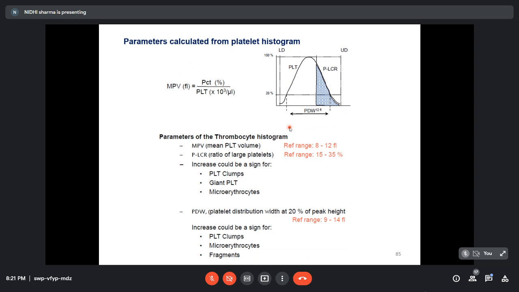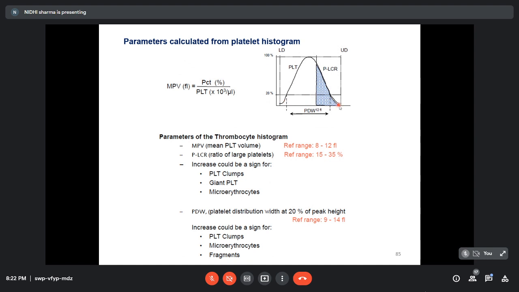And just like in RBC, the platelet histogram also calculates some values which are used in different conditions. Again, we are looking at the width at the 20% frequency, and this is called the platelet distribution width, just as we have the RBC distribution width in RBCs. Because the larger platelets are usually fewer compared to the normal size platelets, looking at the larger fraction in contrast to the total platelet count gives us a parameter known as PLCR, which should normally lie between 15 to 35 percent. If there is an increase in this proportion, it would mean that you are dealing with platelet clumps, giant platelets, microerythrocytes or fragmented RBCs.